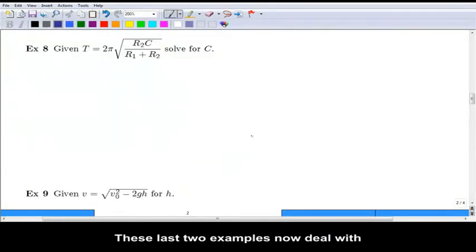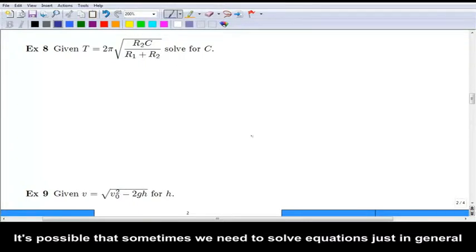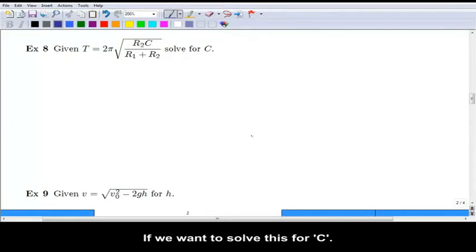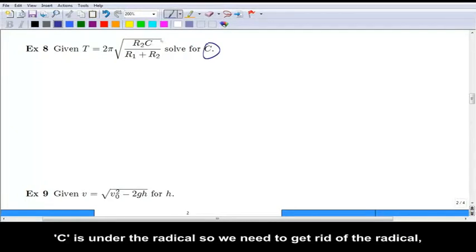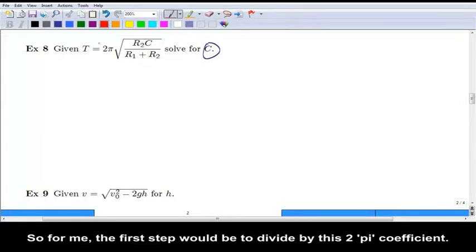These last two examples now deal with what happens if we don't necessarily have numbers. It's possible that sometimes we need to solve equations just in general for a different variable, and they involve a square root. So that's what these last two examples are. If we want to solve this for c, c is under the radical, so we need to get rid of the radical, get everything else out of there. So for me, the first step would be to divide by this 2 pi coefficient.